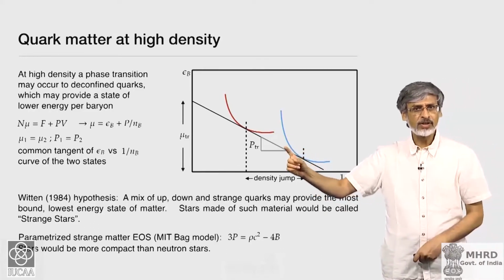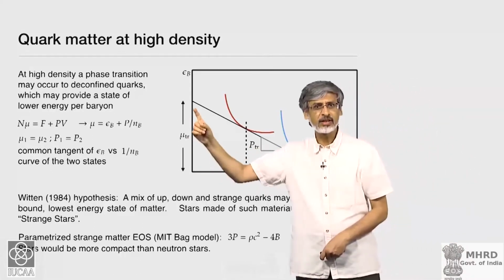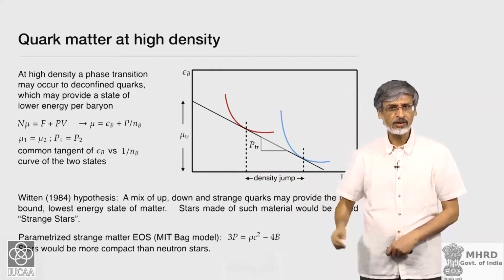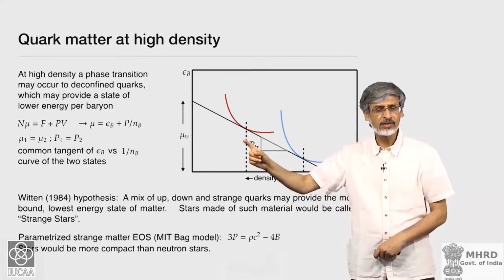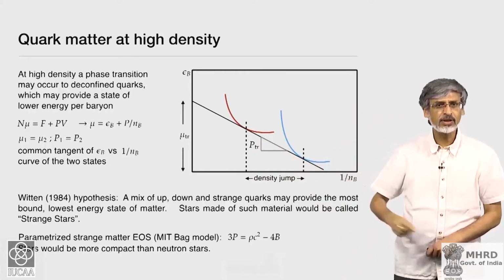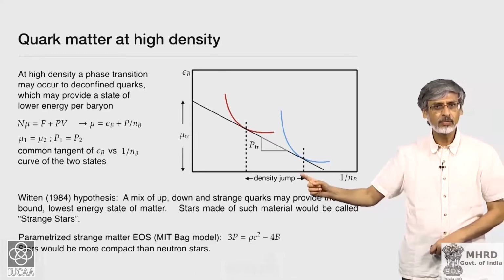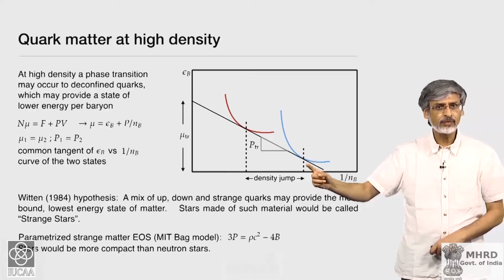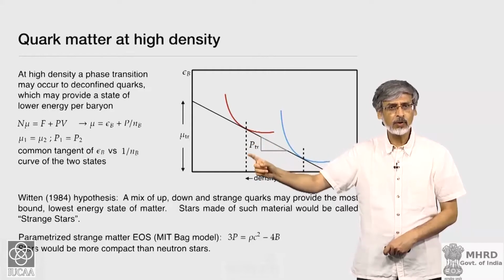The slope of this curve is the pressure, and the intercept here is the chemical potential. So, at that value of pressure and chemical potential, which defines the common tangent between these two curves, is the phase transition that will occur, going from a certain density, which is characteristic of the nuclear state here, to a much higher density, which is characteristic of the quark state.